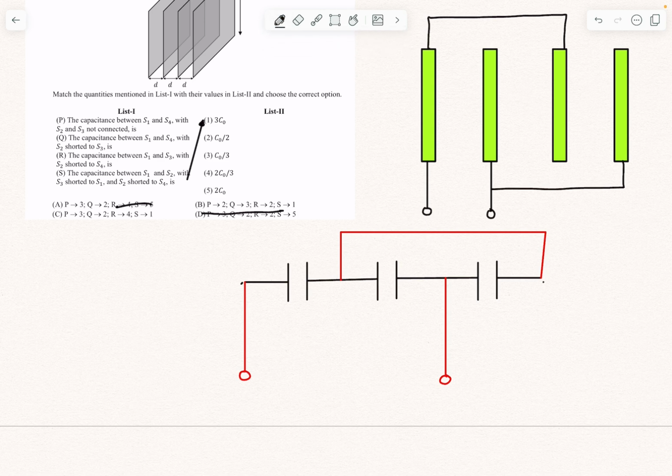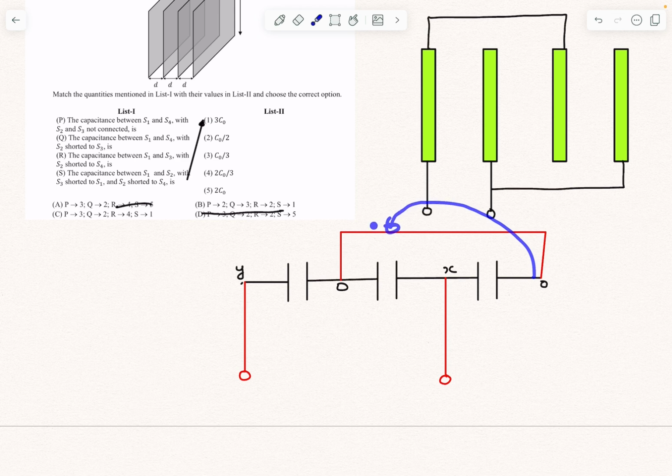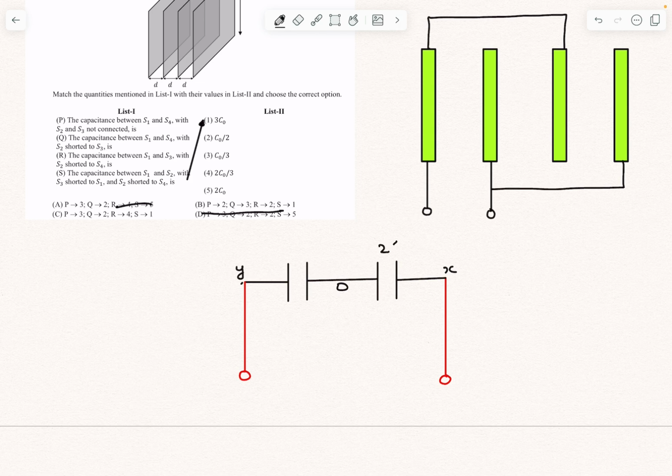So let's mark potentials. Let's say this is 0. So even this point is going to have a 0 potential. Let's say this node is X and this node is Y. Here, if you observe, this capacitor and this capacitor will be in parallel. You can flip this capacitor and put it on top of this one and observe. These two capacitors will be in parallel, so their equivalent capacitance is going to be 2C0. So I can just erase this one and write its equivalent capacitance as 2C0.